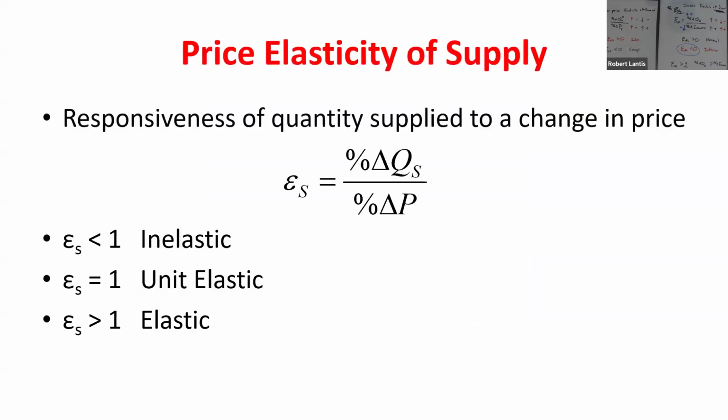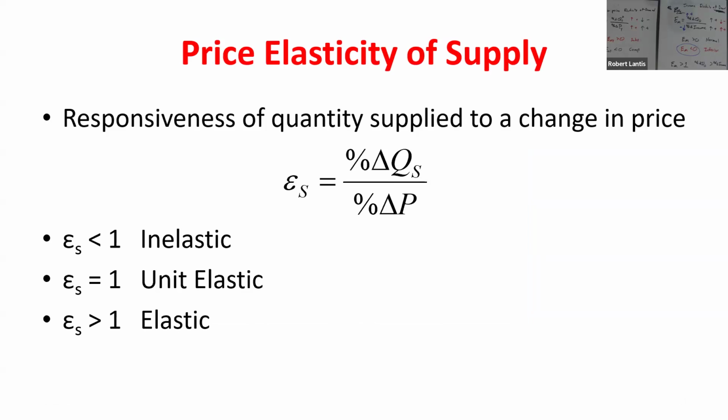I'm not going to go over this one too much because we've really already talked about it. If I want to do the price elasticity of supply, I calculate it the exact same way as the price elasticity of demand, except for what? Instead of the percent change in the quantity demanded, I would use the percentage change in quantity supplied.